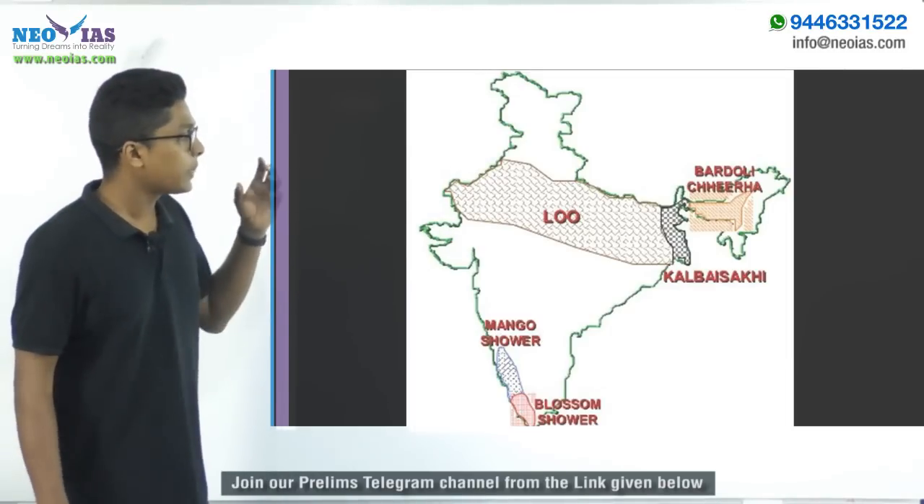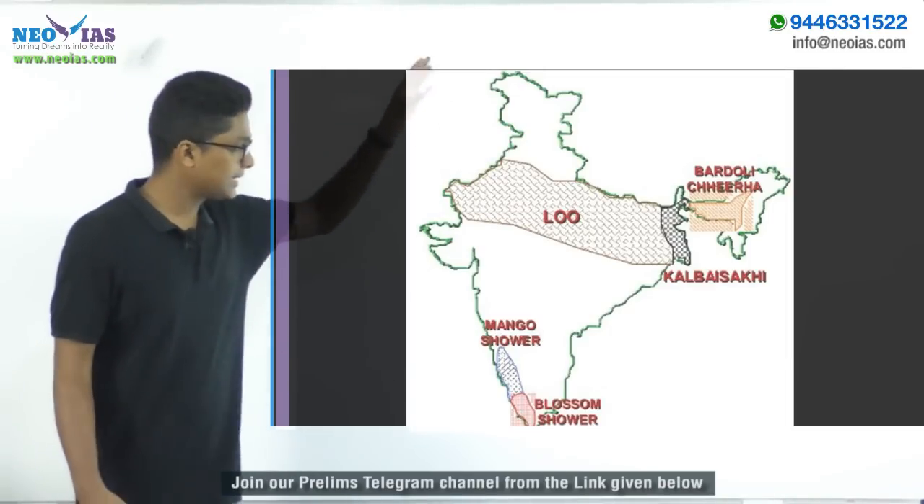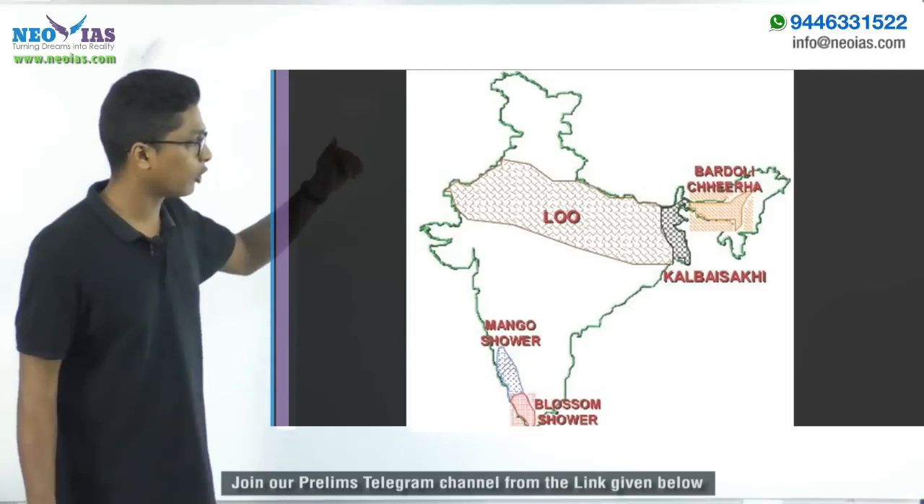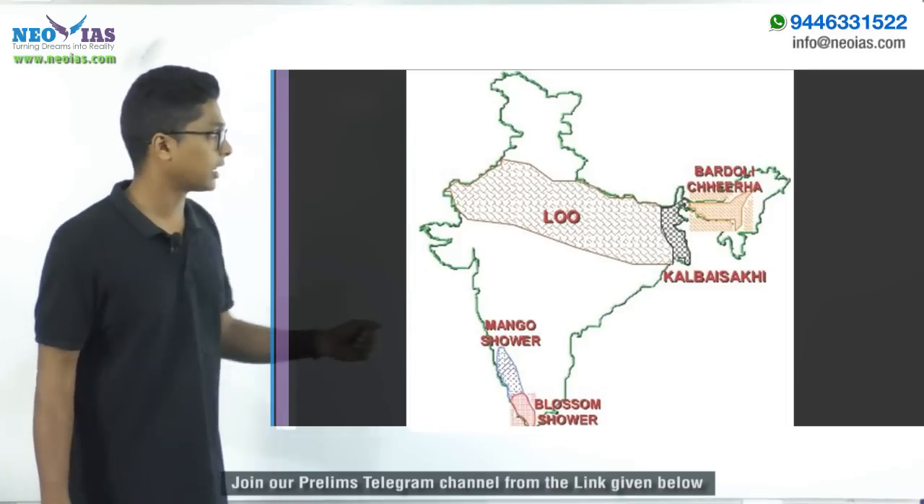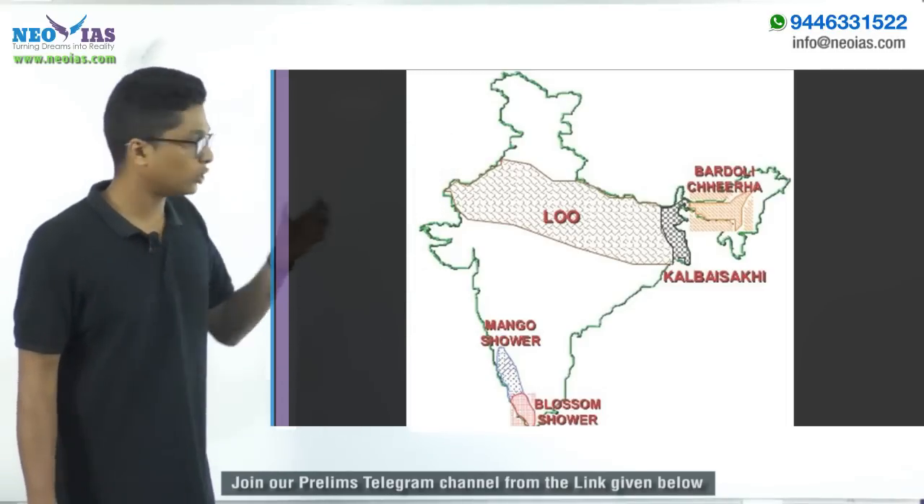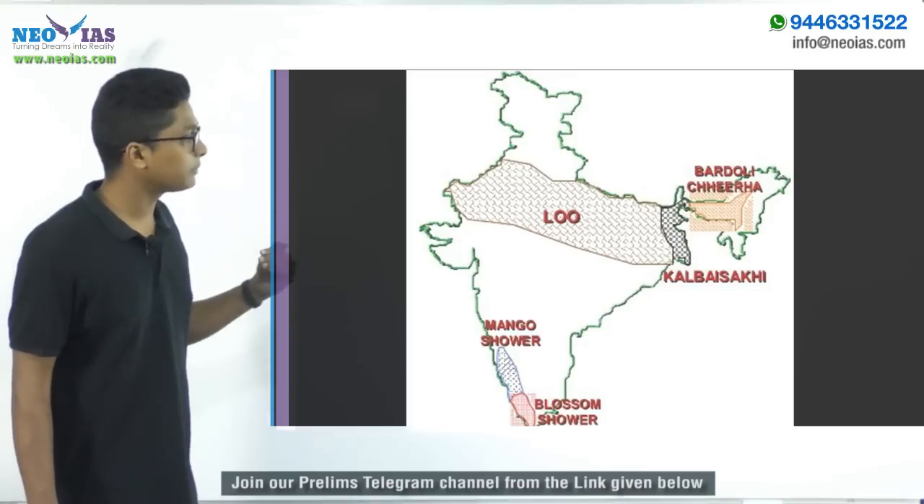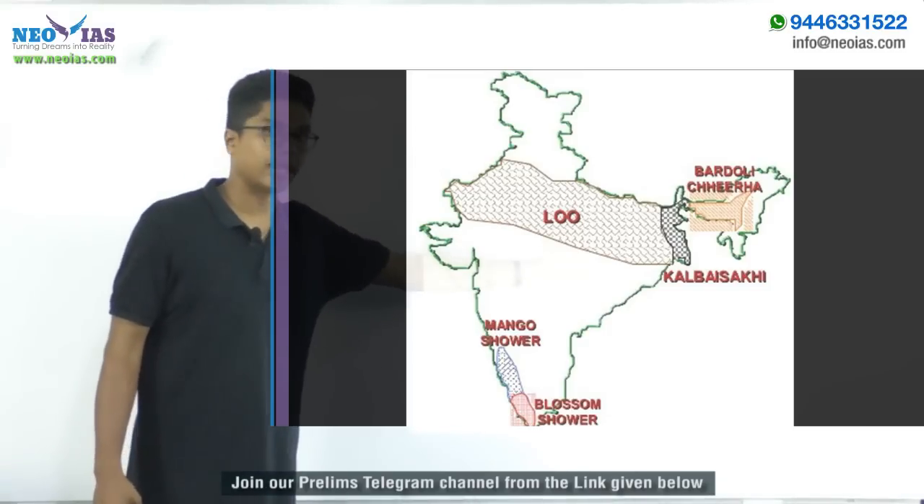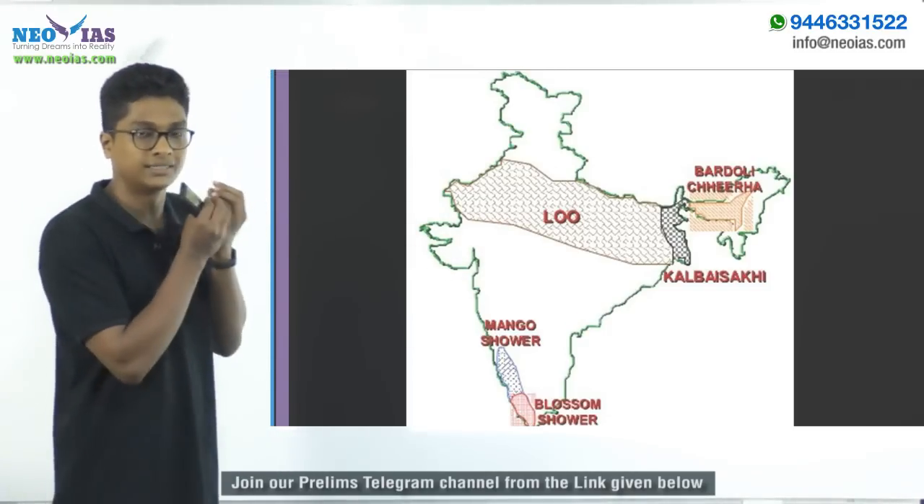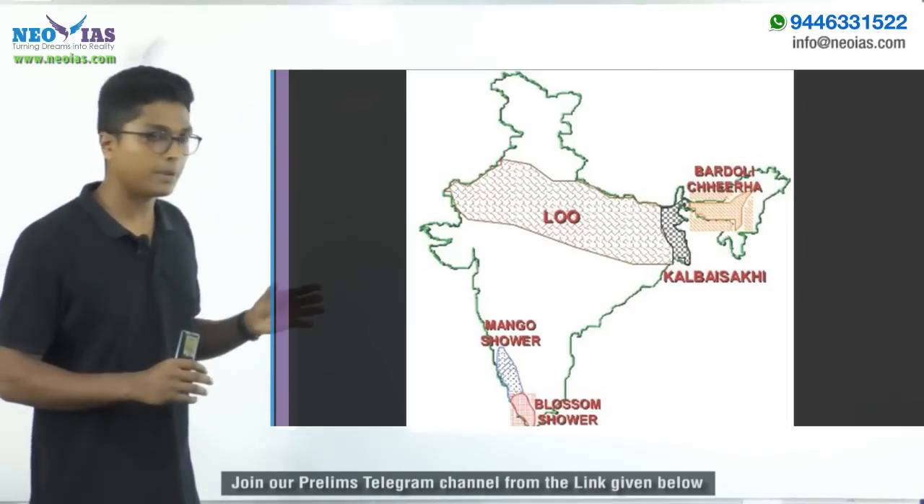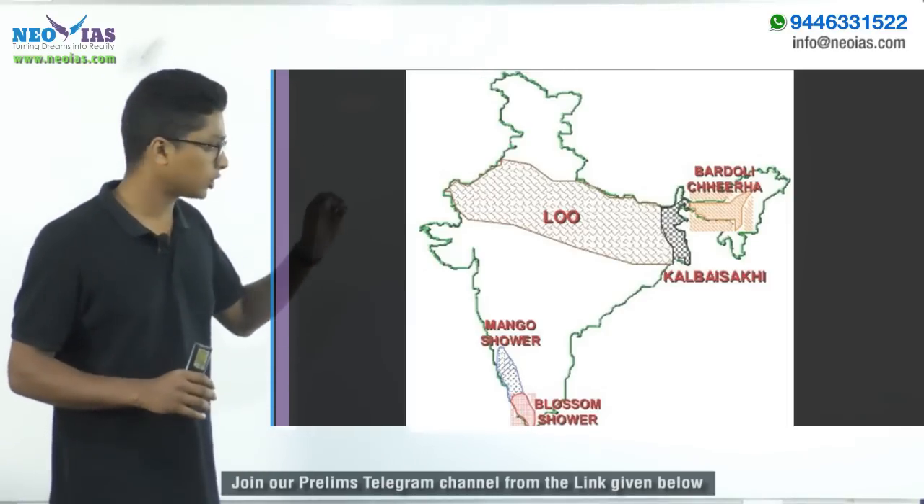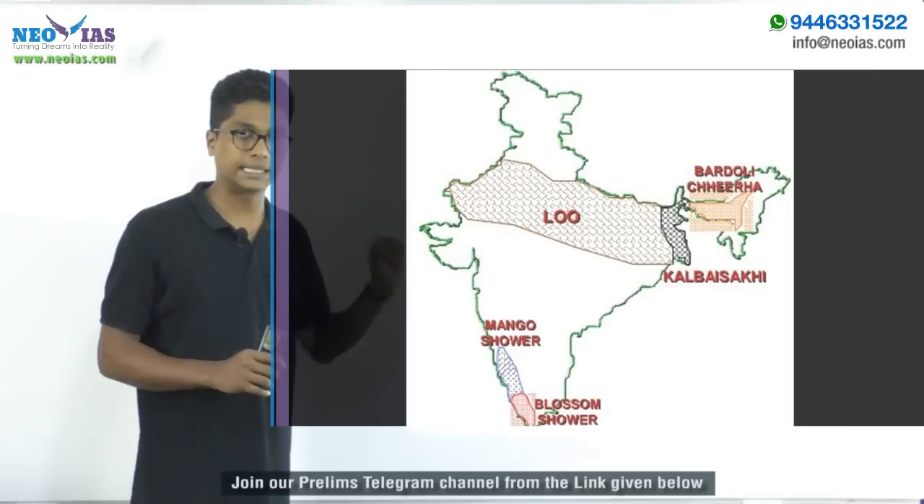Then next come the evening thunderstorms in the northeastern regions, especially in Bengal as well as Assam, right? They are generally called nor'wester, and different names have been used, like Kalbaishagi and other names, to represent this nor'wester. So nor'wester means evening thunderstorms affecting the northeastern regions, right?